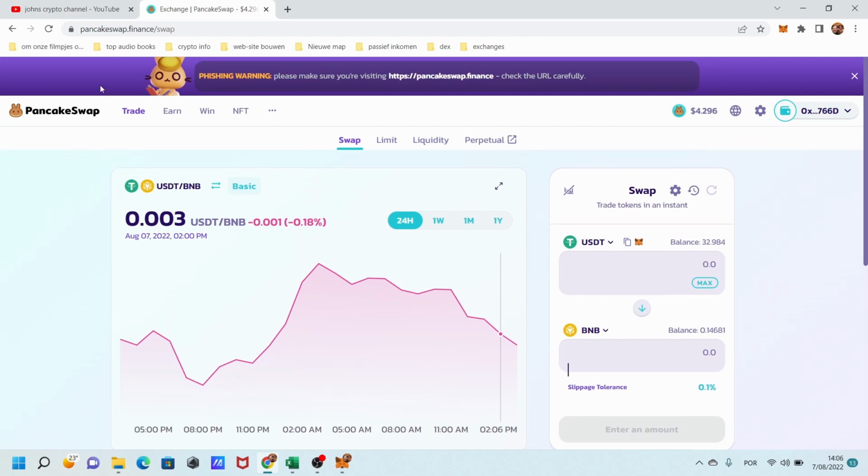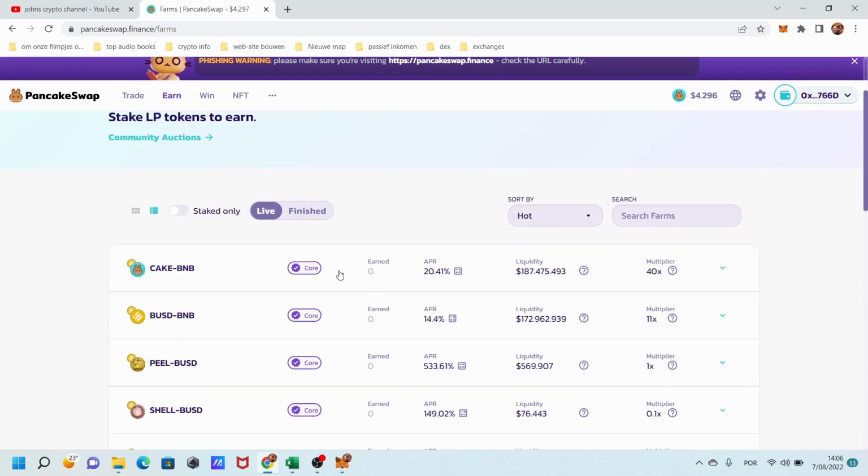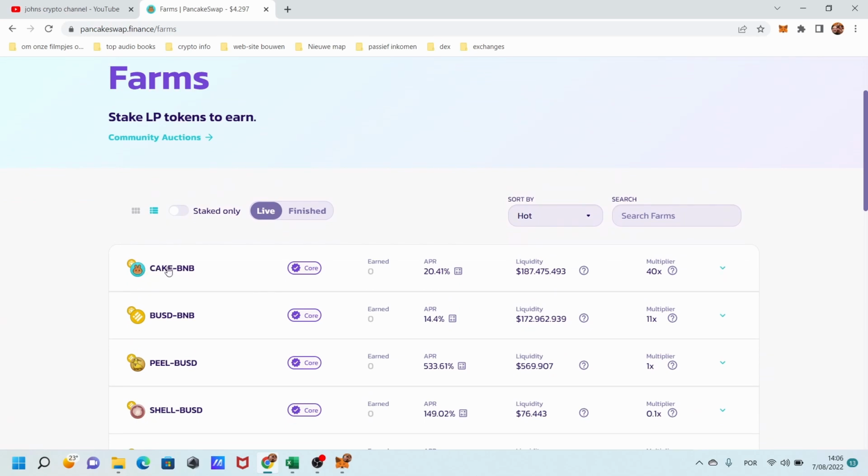There's much more you can do here, of course. You have limit, you have liquidity, so here you can add liquidity. Like I said before, you can make a pair and then add liquidity. Earn, you have farms and pools. I will go over this. A farm means that you need to put 2 coins in here to get the APY or APR from this amount.